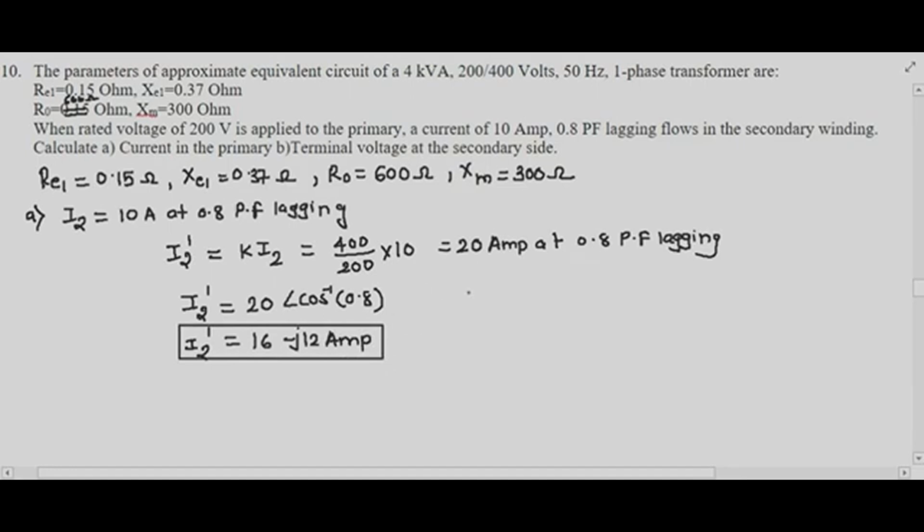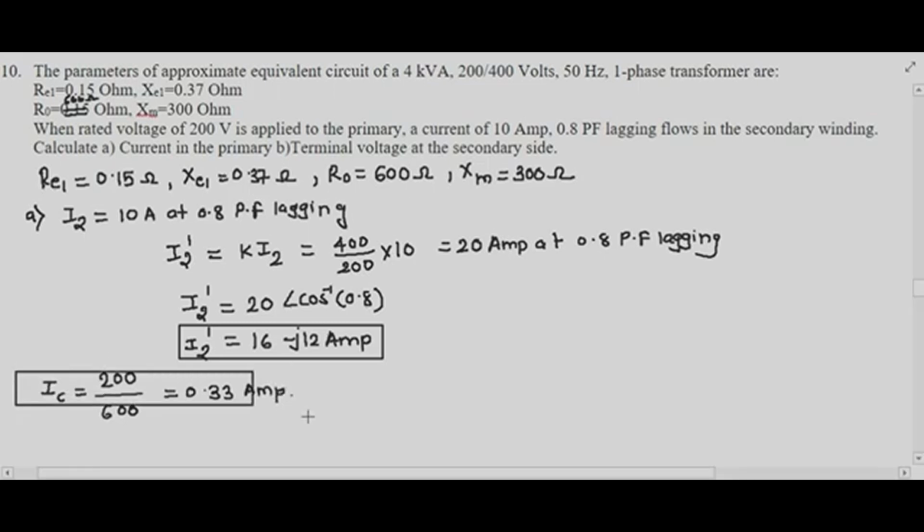If you convert this polar quantity into rectangular, you will get I2 dash. Okay. So now, how to find out IC? IC is nothing but the component of no load current which is taking into account the no load losses. So IC will be simply the voltage impressed across the primary divided by your R0, which is 600. So it is 0.33 ampere.